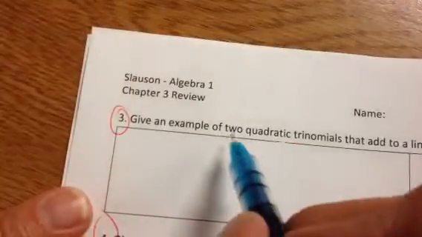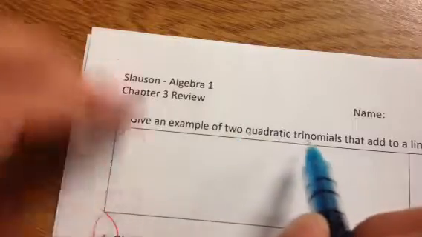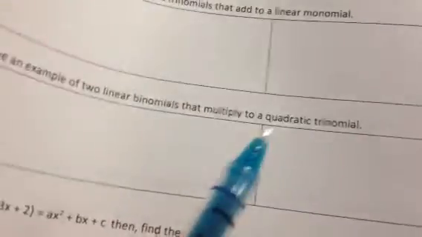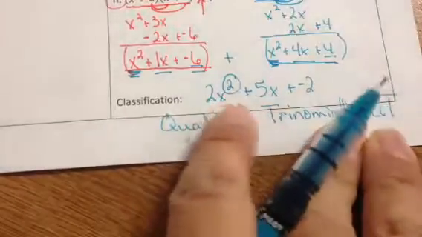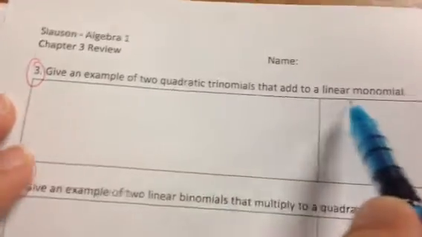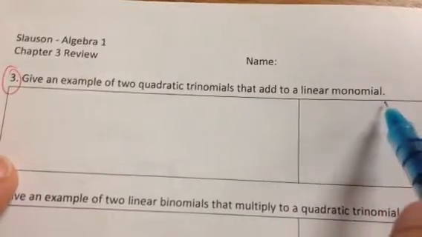So the idea is I need to come up with 2 quadratic trinomials. The good thing about this is over here, that's a QT. I know what a quadratic trinomial is. This is an example. I just might have different numbers. So I need to have 2 quadratic trinomials so that when I add them up, I get a linear monomial.